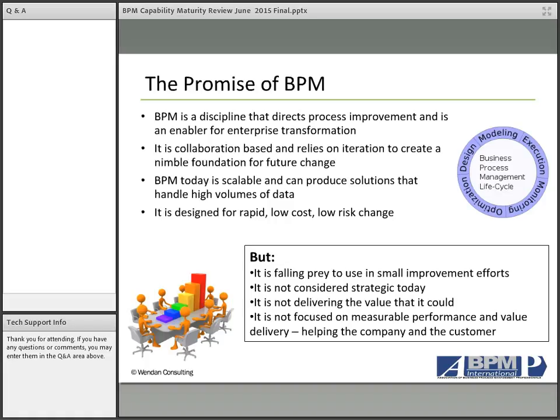That would make it strategic. Today it's not strategic, it's just there to save some costs. The delivery of value is a lot less than it could be. It's then not focusing on measurable improvement in value. And the key word there is measurable.